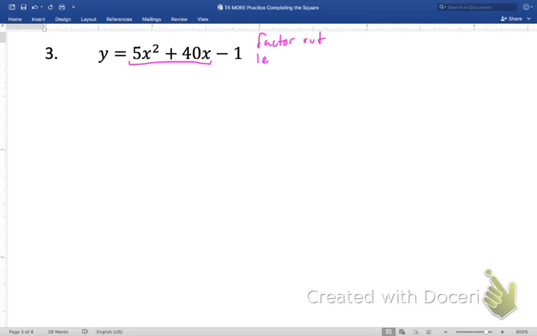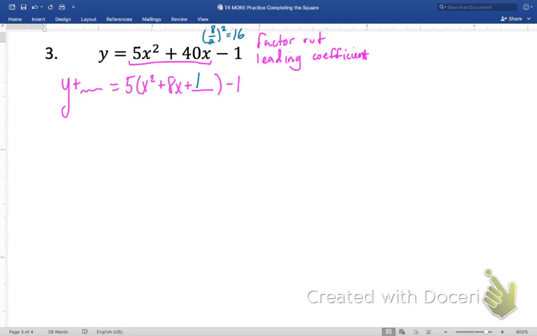So anyway, I factor out the leading coefficient. That leaves me with 5 parentheses x squared plus 8. I'm also going to add in a space there for that magic number I'm going to add, which is that middle number squared. So that gives me a 16 there.